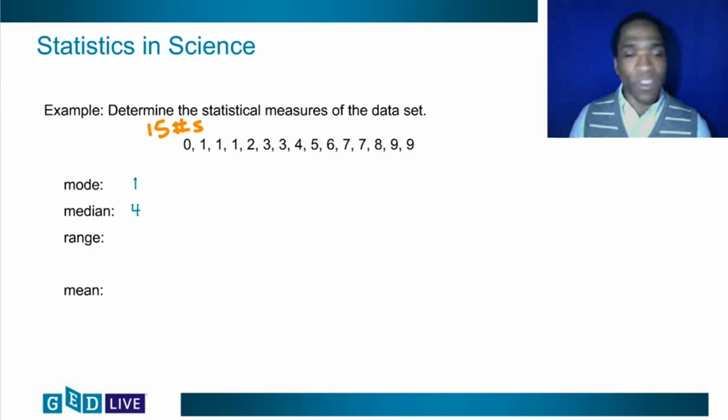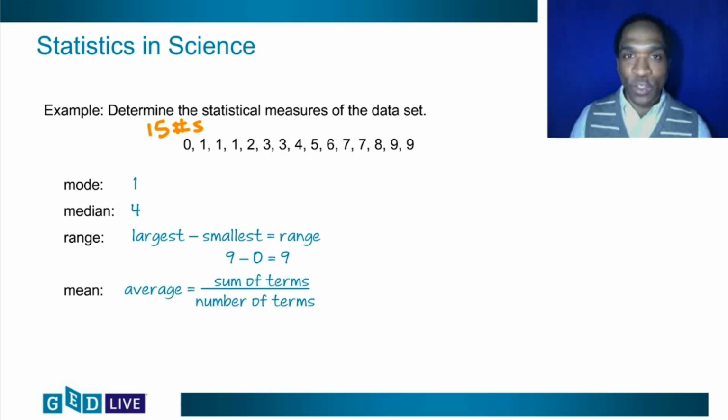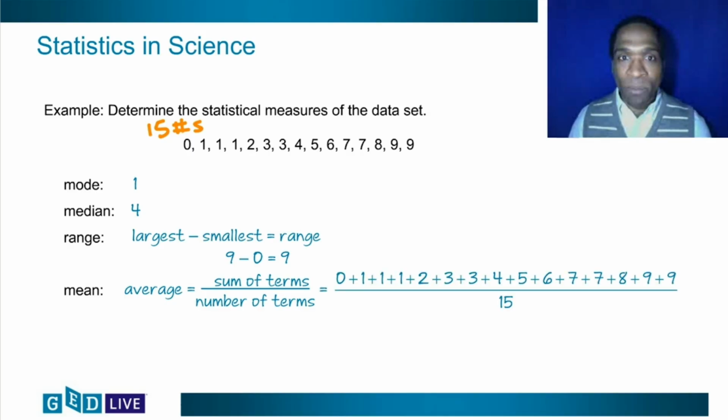Now for the range. Remember, that's largest minus smallest. We have the list in order. 9 minus 0 is 9. Lastly, mean. Remember, 3-part formula, sum of the terms over number of terms. So we add everything up, divide by that number again, which is 15. And the result of this in the numerator is 66. And 66 divided by 15, if you put that in your calculator, is 4.4.